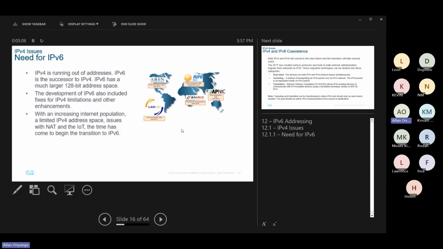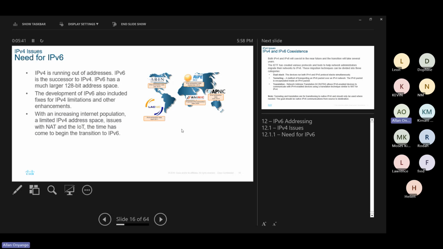So what are some of the issues that we do have with IP version 6? So the first thing we need to note is that the world is running out of IPv4 addresses. We have already run out of that. And that's why IPv6 is the successor of IP version 4. This is because IP version 6 has a larger address space of 128 bits. IP version 4 is just 32 bits, okay? And the reason why we have IPv6 is because it is going to fix some problems that we have been having with IP version 4.